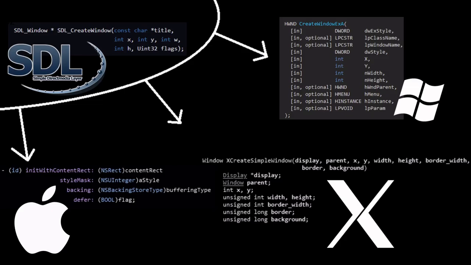SDL is an abstraction layer, so instead of calling these platform-specific APIs for creating a window or whatever, you can just use SDL, and then it will handle all of that for you. I also really like SDL because it's a simple interface, and it makes it easier to understand.